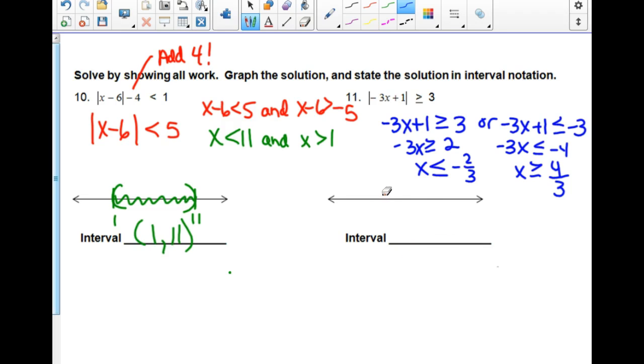Okay, so negative 2/3 is between 0 and negative 1. Negative 2/3 would be closer to the negative 1. It's including it, so I'm going to put a hard bracket here, shaded left. 4/3 is between 1 and 2. It's actually 1 1/3, so it's closer to the 1 than the 2. It's inclusive, and then shade to the right.